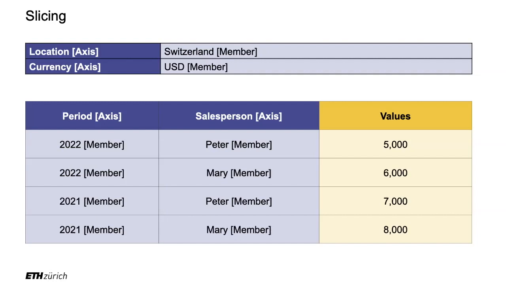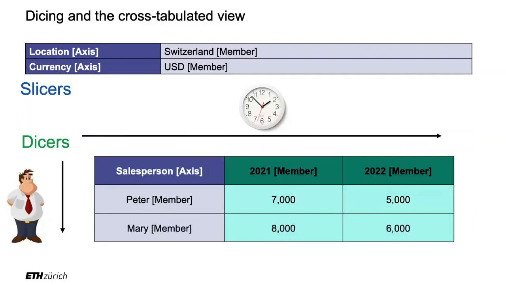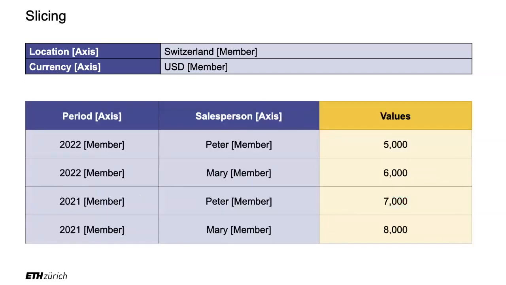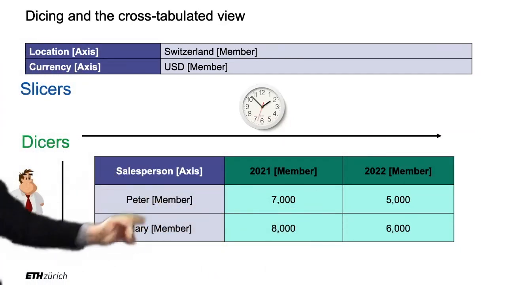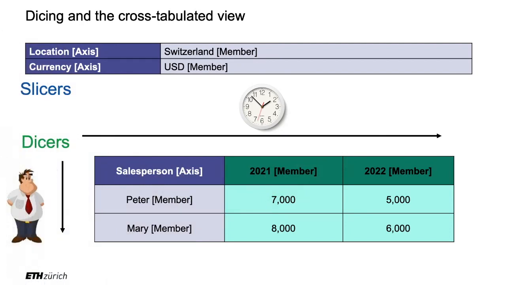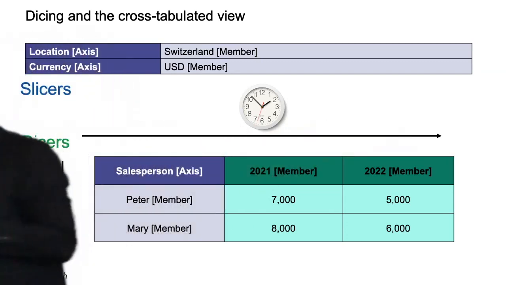So why don't we take these four cells here, and instead of displaying them on top of each other, put them back in a square, like this. We understand that this is the same. I just reorganized things. There's Peter and 2021, 7,000. You see, that comes from here. 2021, Peter, 7,000. I just reorganized these four cells in a 2x2 square, Peter, Mary, and 2021, 2022. This has a name. It's called dicing. We dice over the salesperson on the rows and the period on the columns.